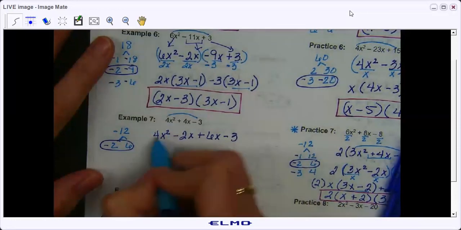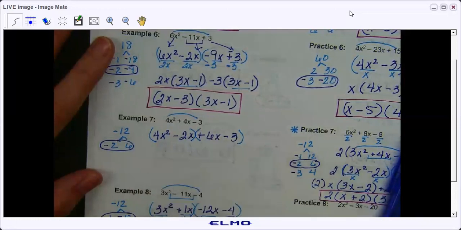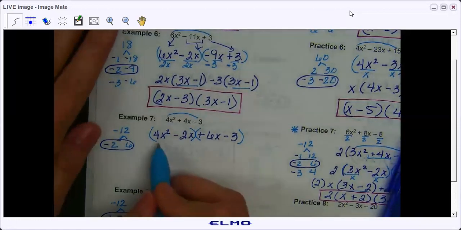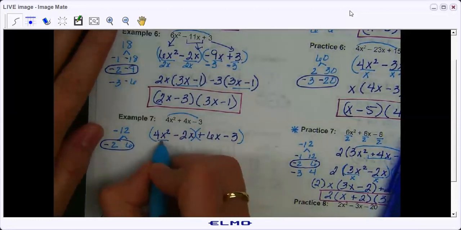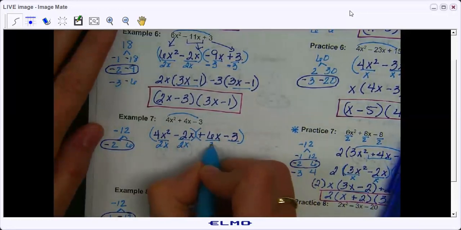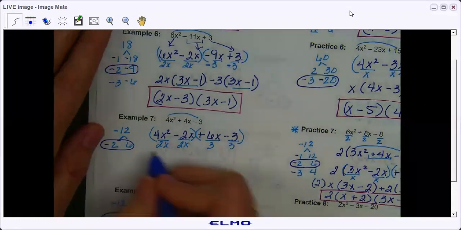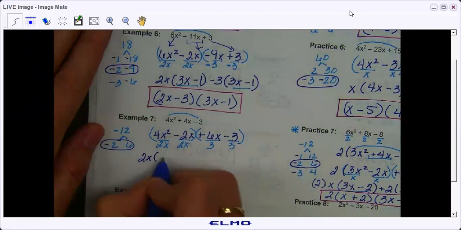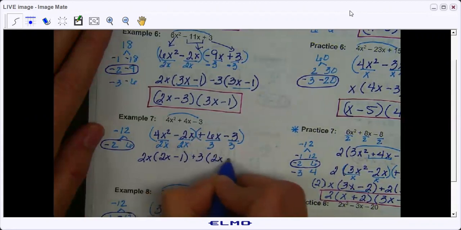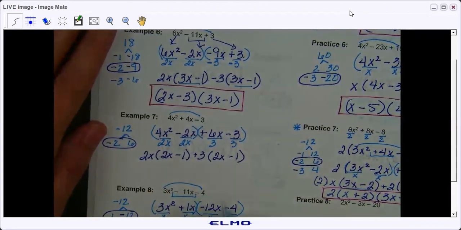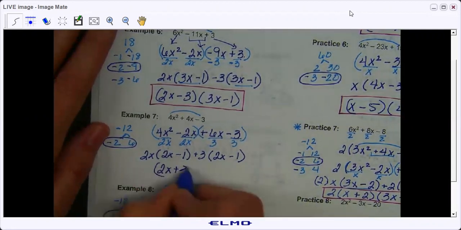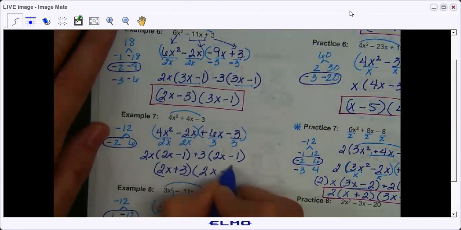And now we're going to group. So we multiplied, we listed factors, we substituted, we're grouping, now we're factoring. So the greatest common factor between 4x squared and 2x is a 2x. And the greatest common factor between 6x and negative 3 is a 3. So let's take those out and divide. Okay, those terms are the same. So now we have 2x plus 3 times 2x minus 1.